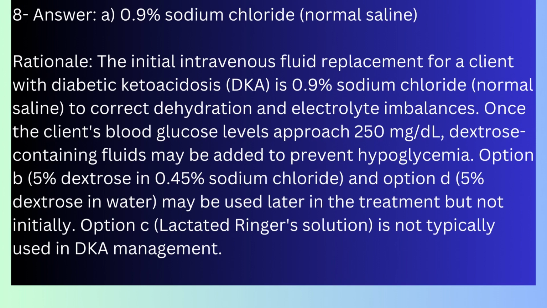Rationale: the initial intravenous fluid replacement for a client with diabetic ketoacidosis, DKA, is 0.9% sodium chloride, normal saline, to correct dehydration and electrolyte imbalances. Once the client's blood glucose levels approach 250 mg per deciliter, dextrose-containing fluids may be added to prevent hypoglycemia. Option B, 5% dextrose in 0.45% sodium chloride, and Option D, 5% dextrose in water, may be used later in the treatment but not initially. Option C, lactated Ringer's solution, is not typically used in DKA management.